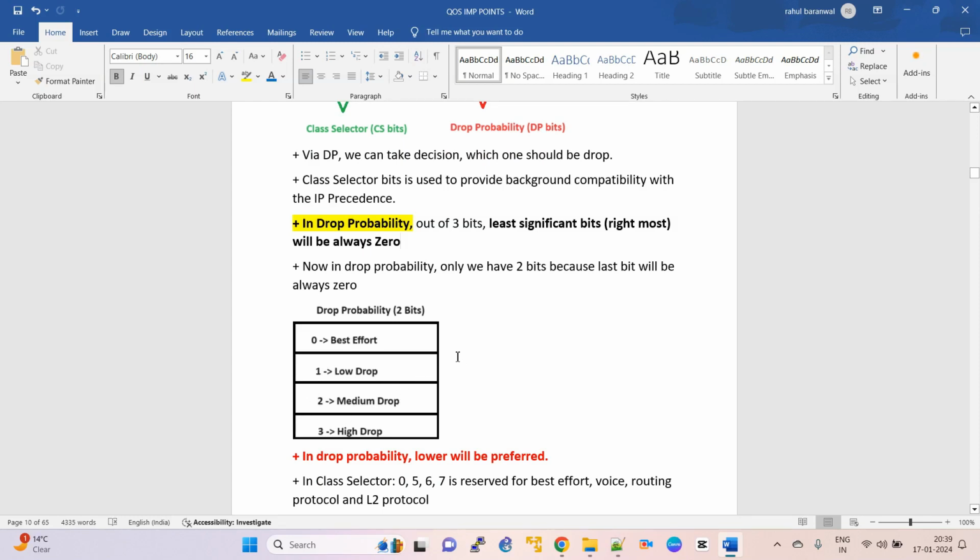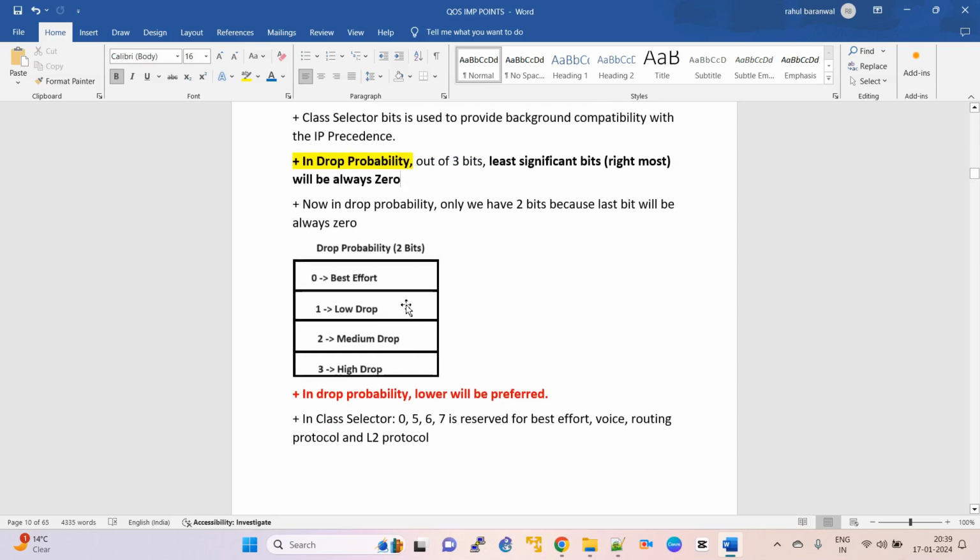As we said, in IP precedence or in class selector, a higher value will always be preferred, but in drop probability, a lower value will be preferred, right? Suppose any router receives a packet with drop probability marking 1, and receives another packet with drop probability marking 2, and receives a third packet with marking 3. Then which one will be dropped first? The third will be dropped first, right? That's why lower will be preferred.